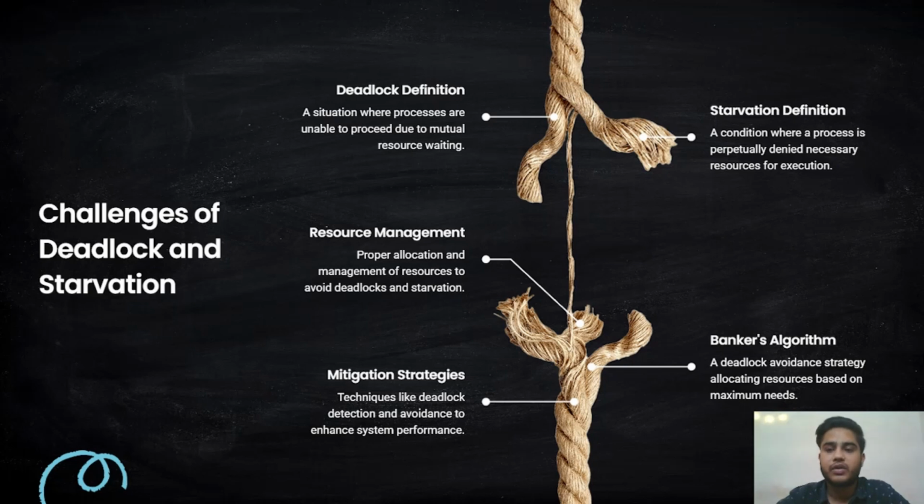Now, how to manage resources? We should properly allocate and manage the resources to avoid deadlocks and starvation. For this, we use mitigation strategies, that are techniques like deadlock detection and avoidance to enhance system performance. Also, we use Banker's algorithm, which is a deadlock avoidance strategy, allocating resources based on maximum needs.